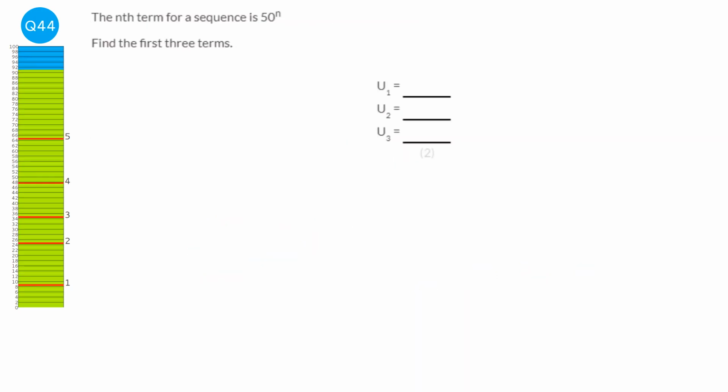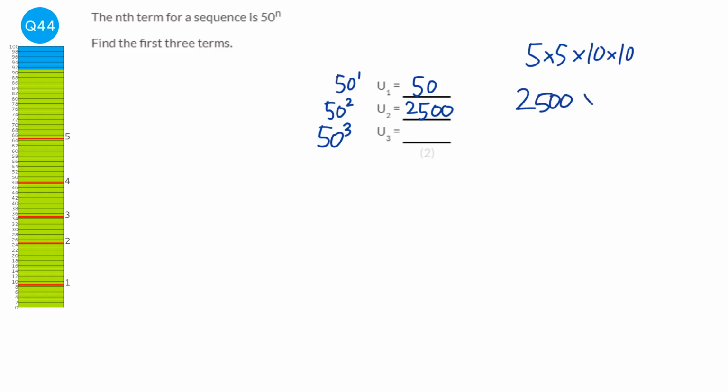So the first term will be 50 to the power of 1. Anything to the power of 1 is just itself, so that will just be 50. The next one will be 50 squared. So that's going to be 50 times 50, which would be 5 times 5 times 10 times 10, 25 times 100, which would be 2,500. And then the last one is 50 cubed. So that's going to be 2,500 times 50 again. And so when you times that out, you get 125,000.